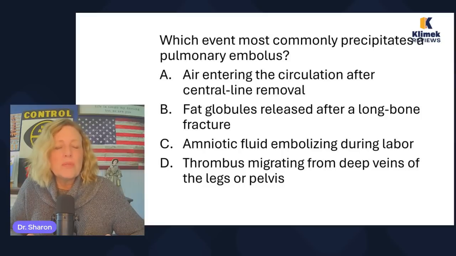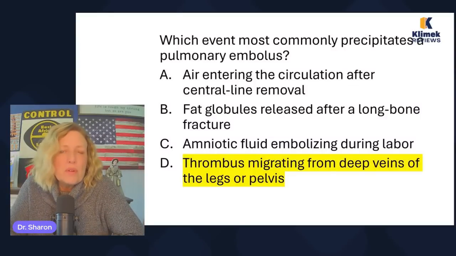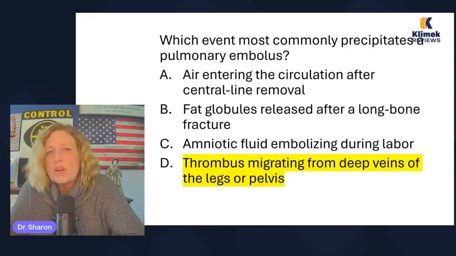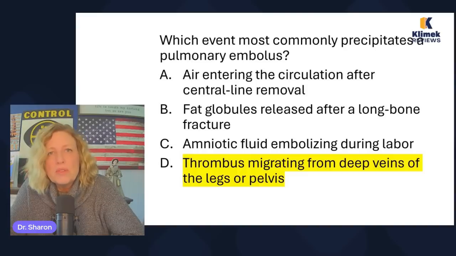Which event most commonly precipitates a pulmonary embolus? Air entering the circulation after central line removal, fat globules released after a long bone fracture, amniotic fluid embolizing during labor, or thrombus migrating from deep veins of the legs or pelvis. So 90% of pulmonary emboli come from a blood clot in the leg. So DVT is one of the biggest risk factors, thrombus, blood clot, biggest risk factors for pulmonary embolism. It can be air, it can be fat. Those are uncommon. And what you really need to know is if your patient comes in with a DVT, you need to be careful about them developing a PE.